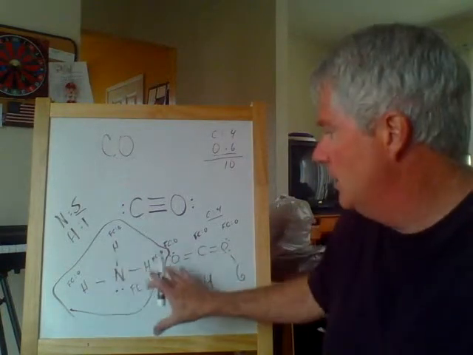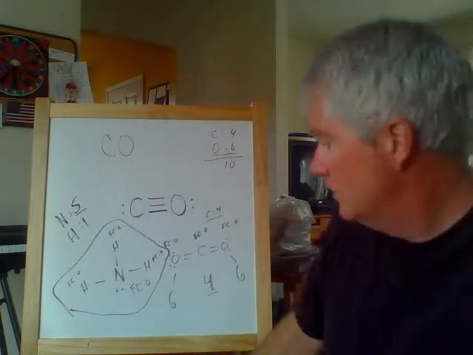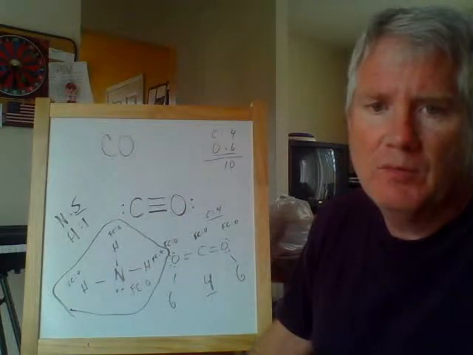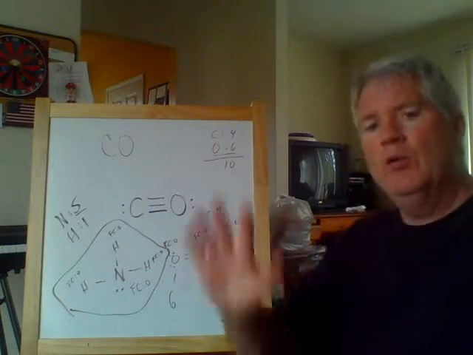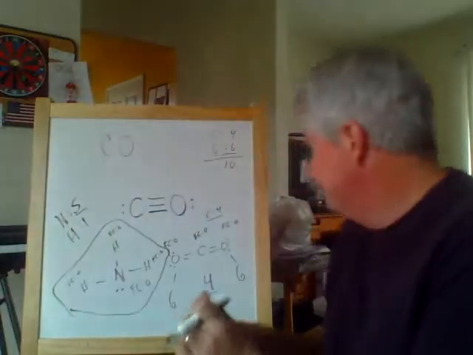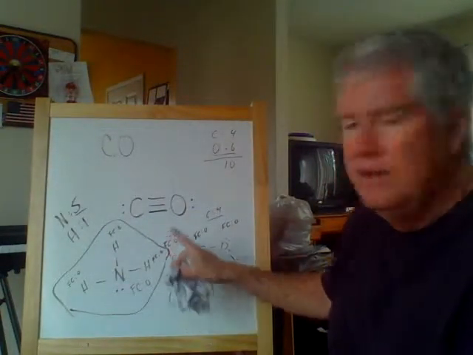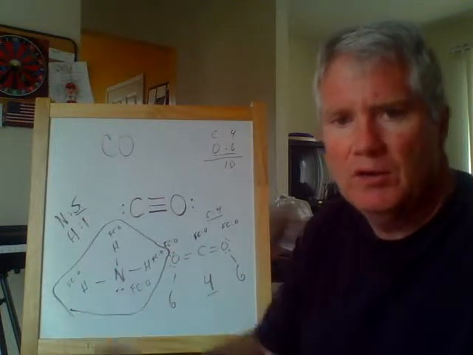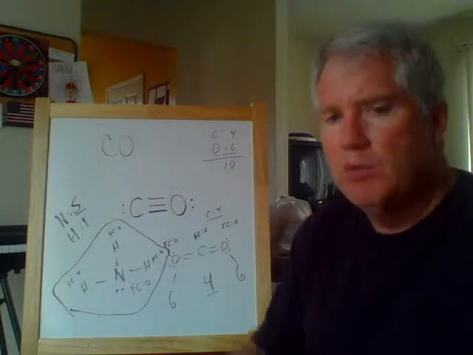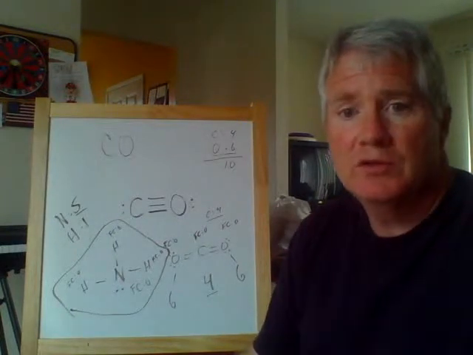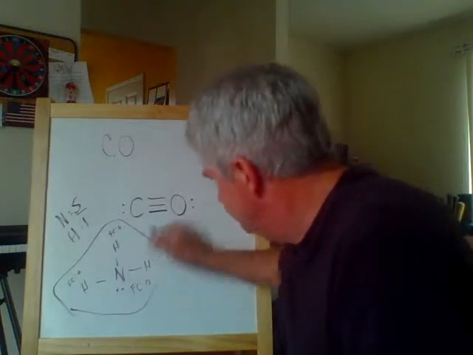It has a full octet around each atom, with, of course, the exception of hydrogen having just the two electrons. And each of the atoms in the molecule has a formal charge of zero. Now I'm going to go back to carbon monoxide. That's why I wanted to do this by way of introduction, to show that the easy examples that we did in the earlier videos have nice, stable, completely valid Lewis structures. Let's look at carbon monoxide.